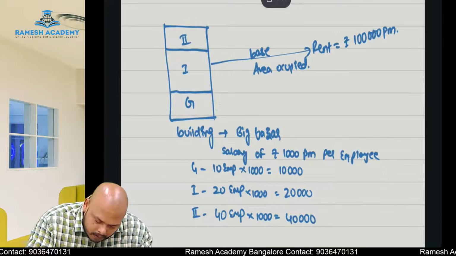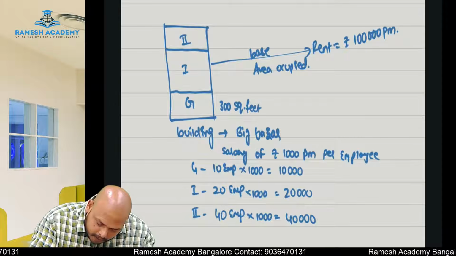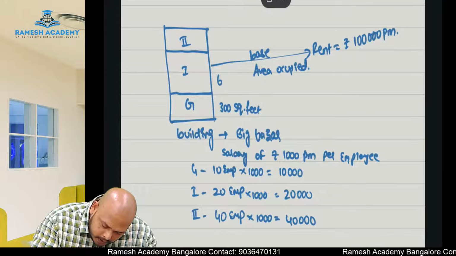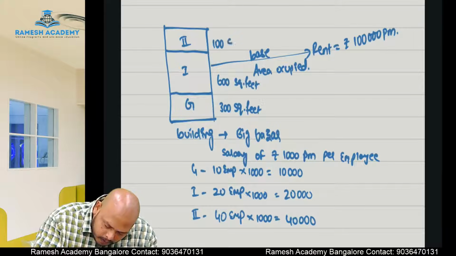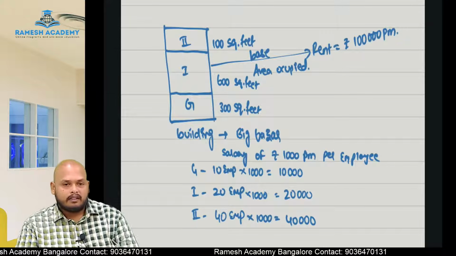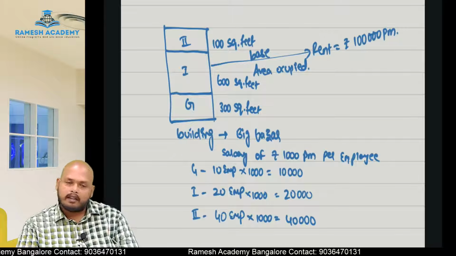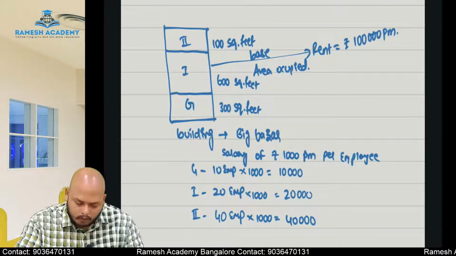Ground floor is 300 square feet. First floor is 600 square feet. Second floor is 100 square feet. Now, can you calculate the rent for this building? Yes, obviously we can calculate. Why? We have the area occupied with us. So, what is the rent?